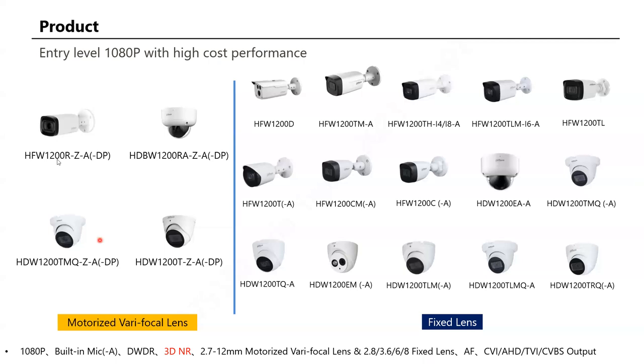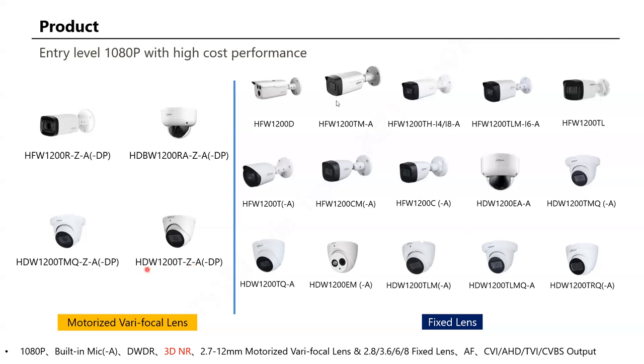So we can take a look at this. This is a bullet. We have a dome here. We have an eyeball, two eyeballs with different features. This is a motorized lens with a Z here to show that this is a motorized lens that supports audio. This supports dual power functions. This is a motorized lens supporting audio with dual power alongside these two other products.